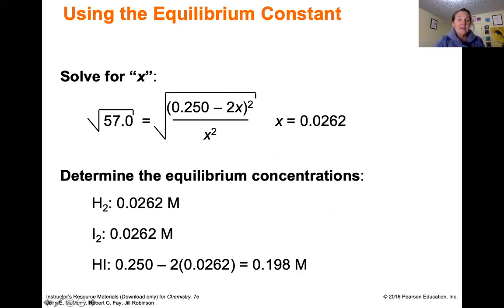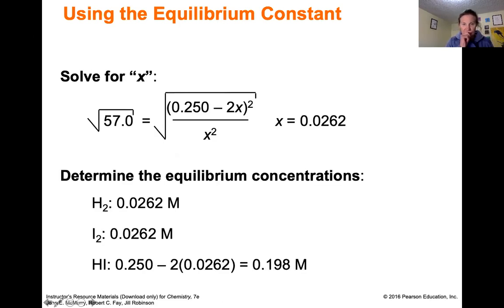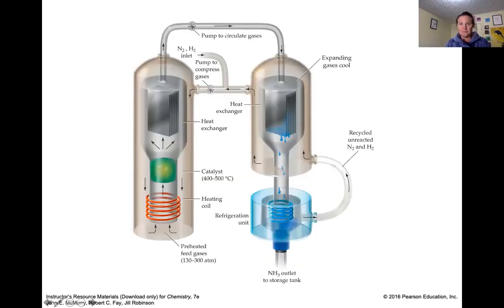So our value of X, by our definition, if we go back, is equal to the concentration of H2, and it's equal to the concentration of I2, but 0.25 minus 2X is the product concentration. So that's what this is showing you. So now we have the concentration of all three species when we've reached equilibrium.